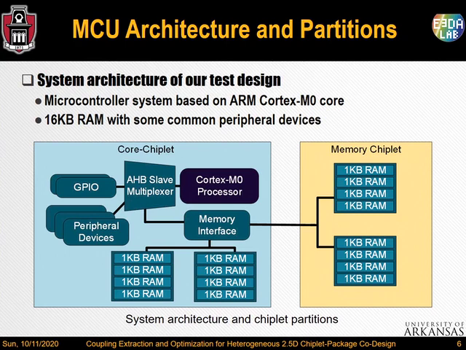For 2.5D implementation, this system is partitioned into two chiplets. We call them the core chiplet and the memory chiplet. The core chiplet contains all the logic blocks and 8 kilobytes of memory. The memory chiplet contains the rest of the 8 kilobytes of memory.